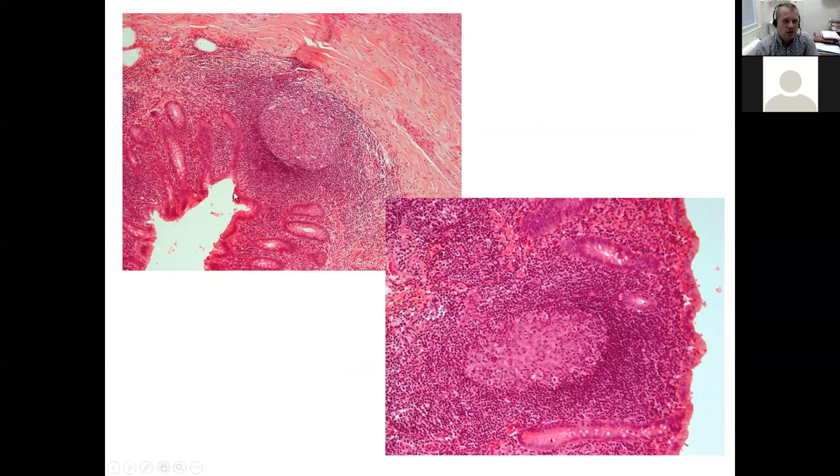Obviously, inside the GIT, you can tell according to the epithelium and the surface of the mucosa, it must be large intestine. Due to the dimensions, it would possibly be appendix. And inside this lymphoid follicle, you can see the large germinal center.